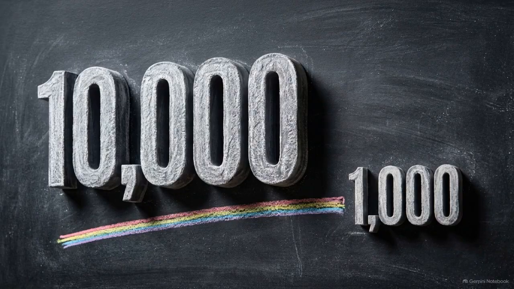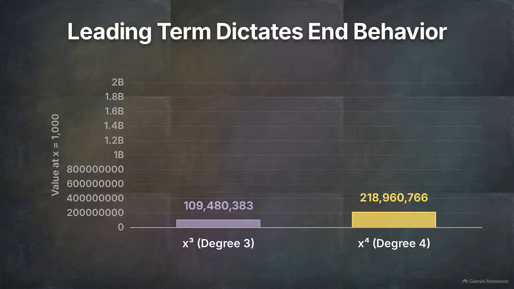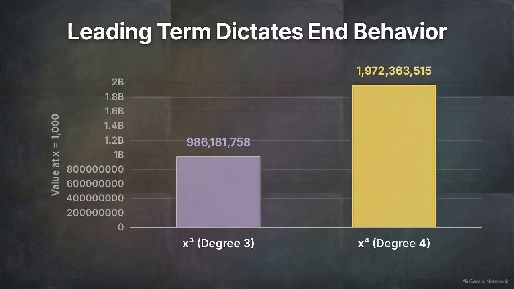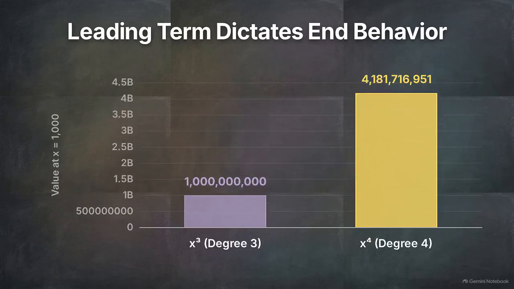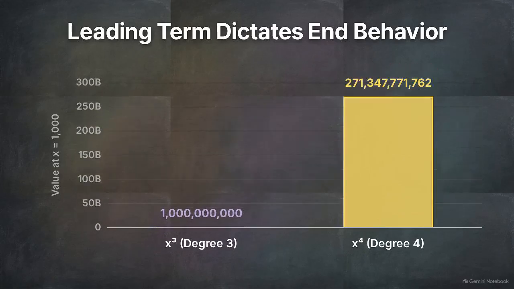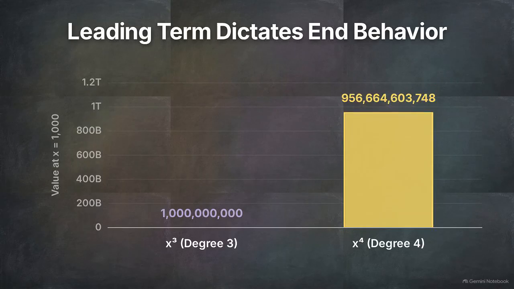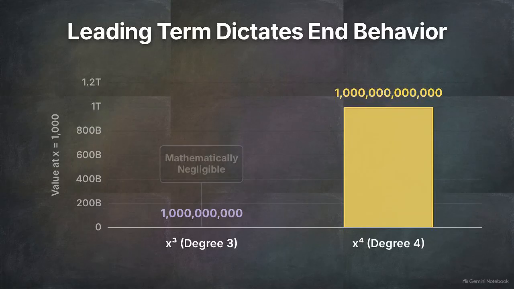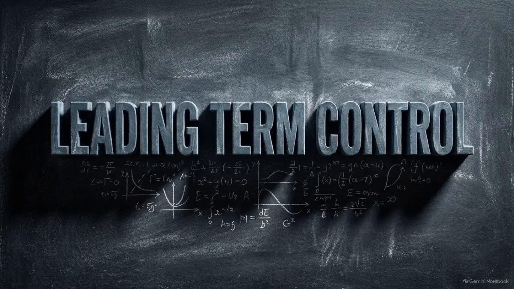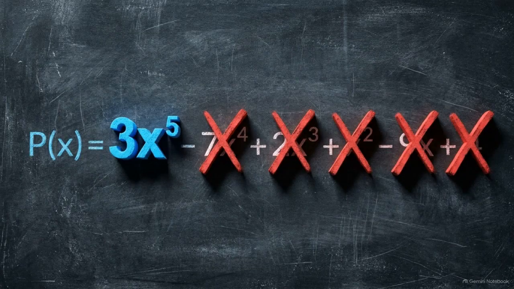The degree 4 term is 10 times larger, but the degree 3 term still exerts a measurable influence on the total value. Now we scale the input to 1,000 to see what happens as we approach the end zone. The degree 4 term reaches 1 trillion, while the degree 3 term only reaches 1 billion. The disparity has become massive. At these scales, the lower degree term becomes mathematically negligible. Compared to the leading term, it is essentially a rounding error. This phenomenon is known as algebraic dominance.